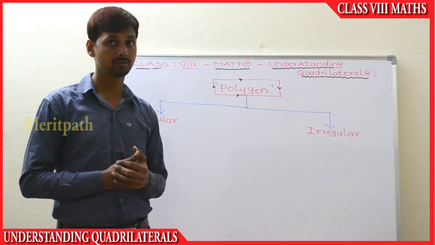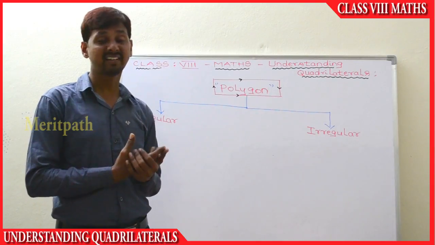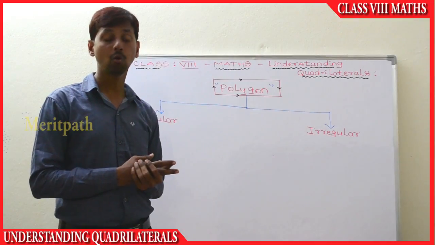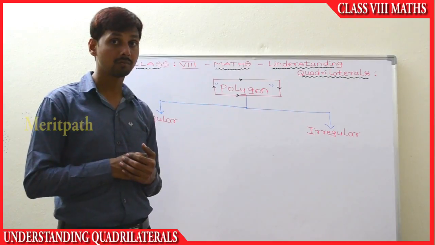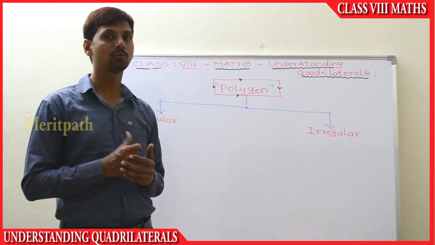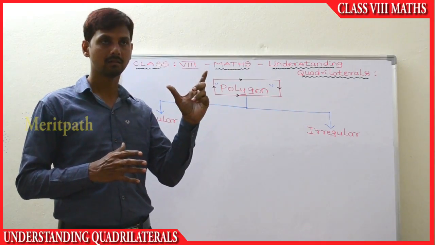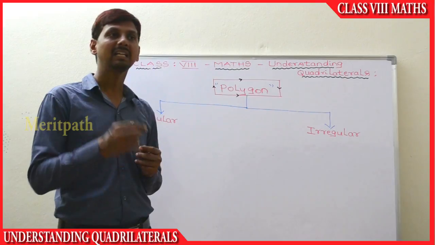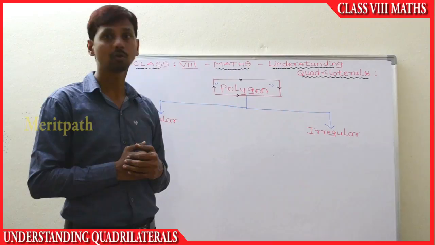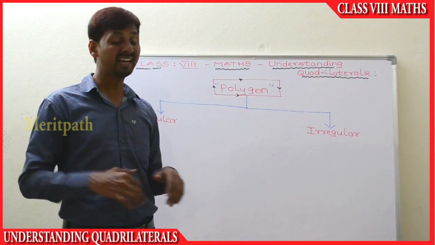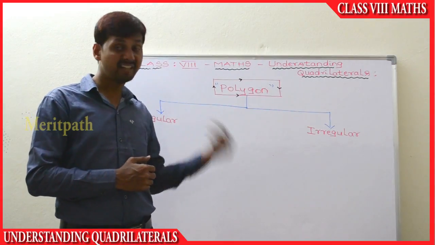Polygons have different types. Previously we classified them into convex and concave polygons. If all the angles of a polygon are less than 180 degrees, that means each and every angle of the polygon is less than 180 degrees, and we call it a convex polygon. If at least one of the angles is greater than 180 degrees, then we call it a concave polygon.